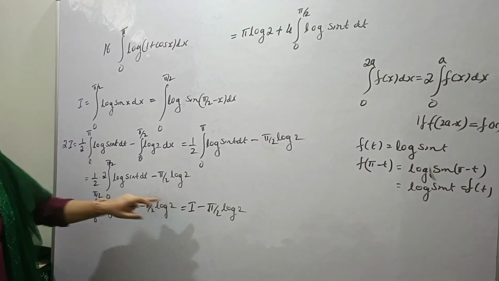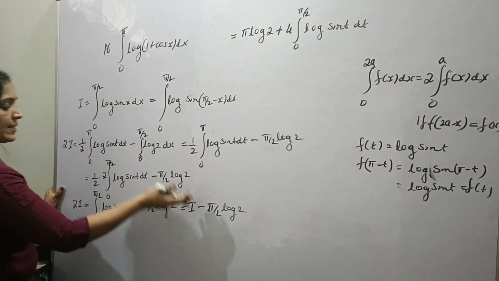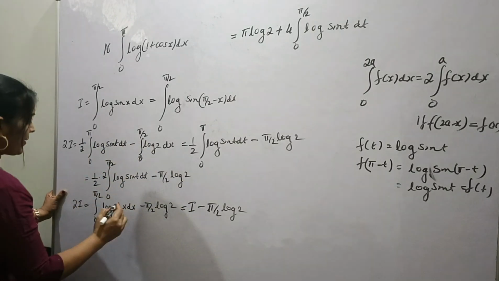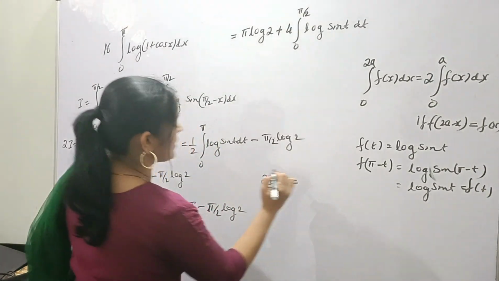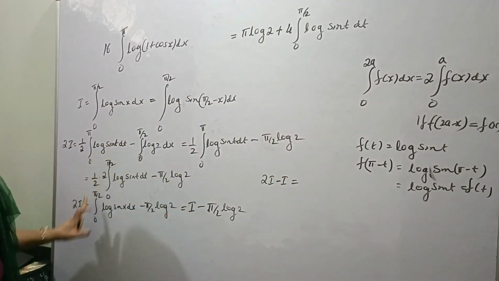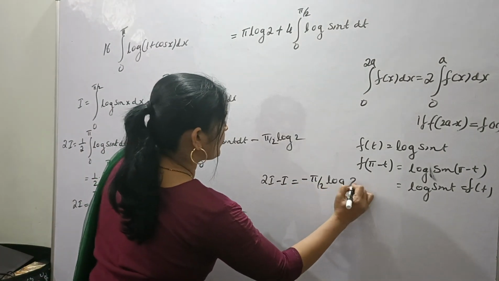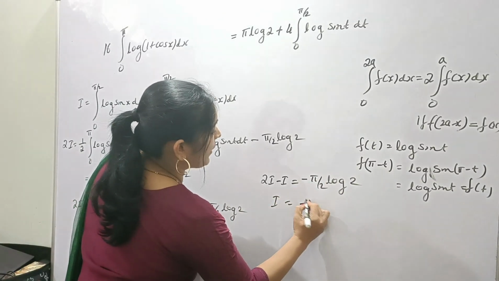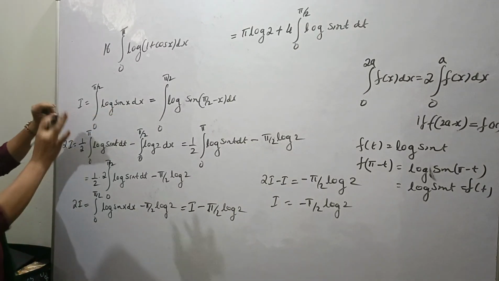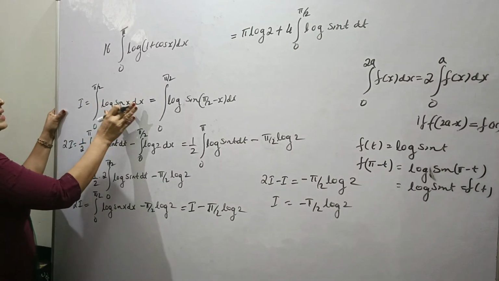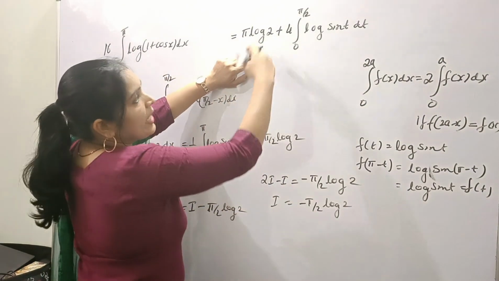So what is here? 2I is equal to this one. Take this I to the left side: 2I minus I is equal to minus pi by 2 log 2. That is, I is equal to minus pi by 2 log 2. What is I? I is this integral. That means integral 0 to pi by 2 log sin x dx is equal to minus pi by 2 log 2.